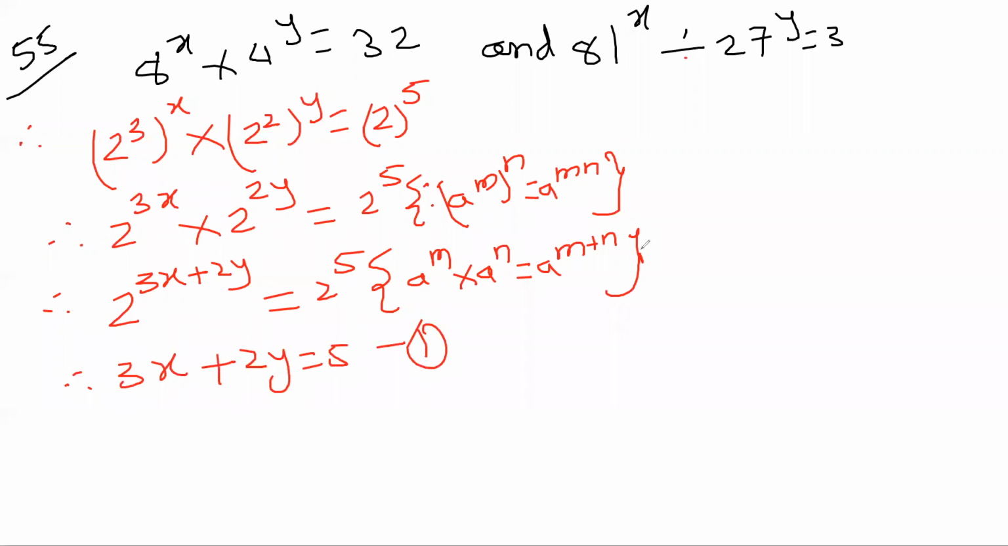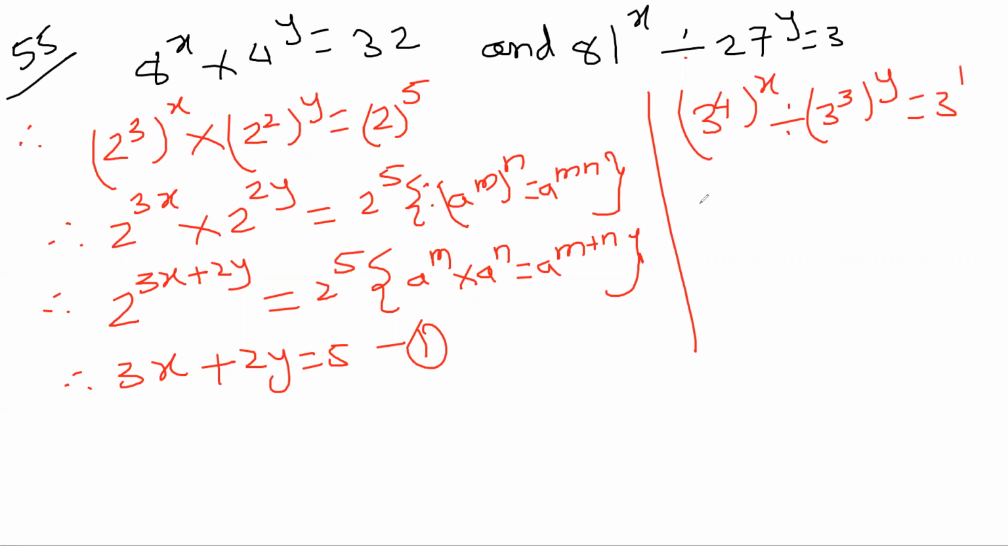First equation. And here you can write 3 raised to 4 raised to x divided by 3 raised to 3 raised to y is equal to 3 raised to 1. Now again you can use this reason: 3 raised to 4x divided by 3 raised to 3y is equal to 3 raised to 1. Therefore, 3 raised to 4x, when there is division, there is subtraction.